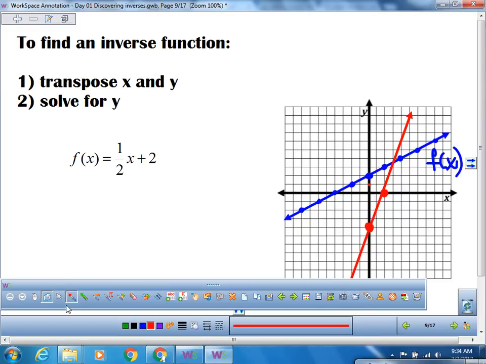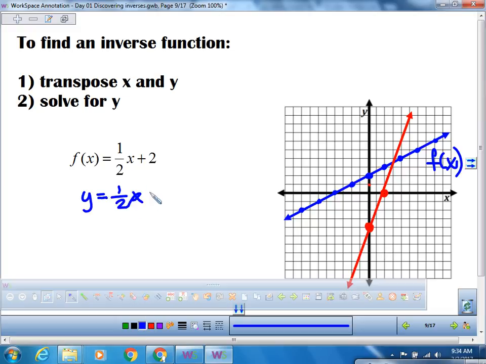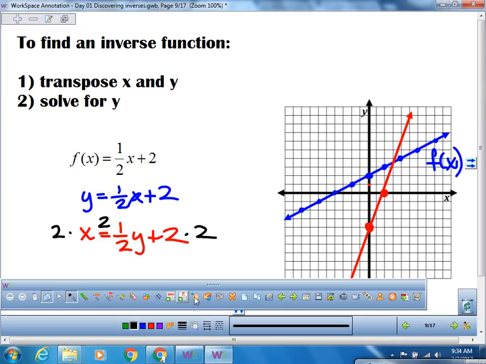All right, so if this is y equals 1/2 x plus 2, I'm going to transpose x and y. X equals 1/2 y plus 2. This is exactly like the other one we did. So I'm going to multiply everybody by 2. Right, Essence? That's the way she wanted to do it on the last one, so we'll do it that way.